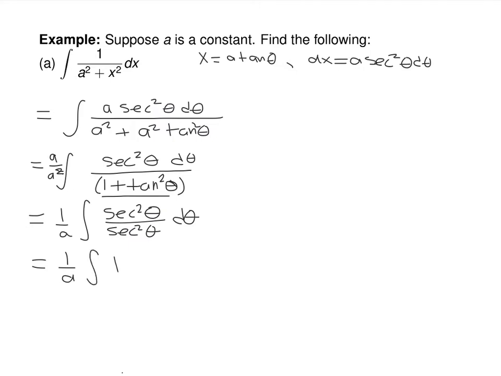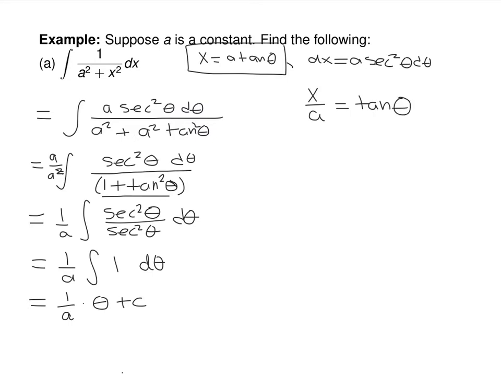The antiderivative of 1 d theta is just theta. So 1 over a times theta plus c. And go back to your substitution, no triangle here, we just have theta, so x over a equals tan theta. So theta is actually equal to inverse tangent of x over a. So this is another way to show that the antiderivative of 1 over a squared plus x squared is 1 over a arctan, or tan inverse of x over a plus c.